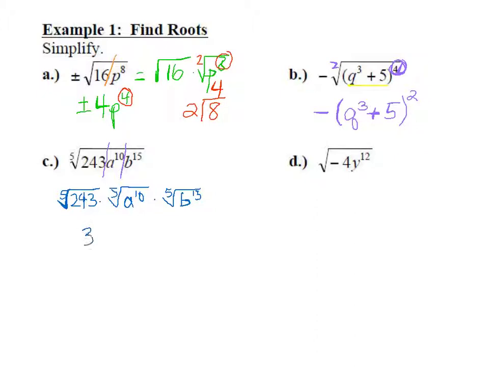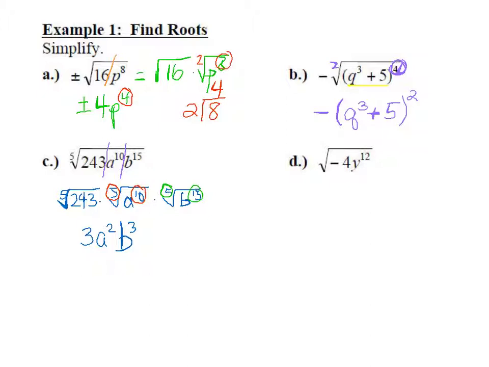So you're going to get a 3 times, well, here you have to take a to the 10th divided by the 5. So 10 divided by 5 is going to give you an a to the 2nd power. And then b to the 15th, you're going to have to divide this 15 by the 5, and that's going to give you a b to the 3rd. So see, by simplifying each individually, numbers and different variables, I think it's easier to just see your work here.